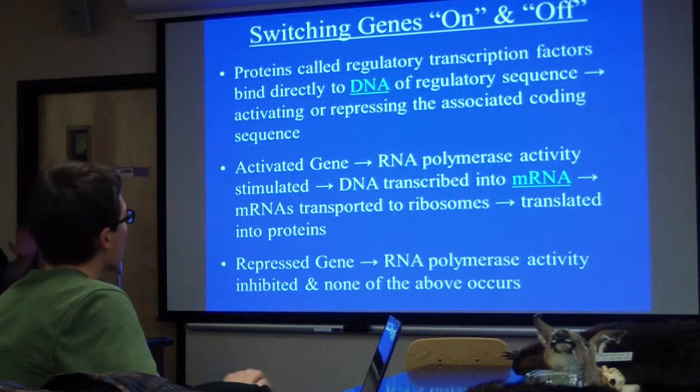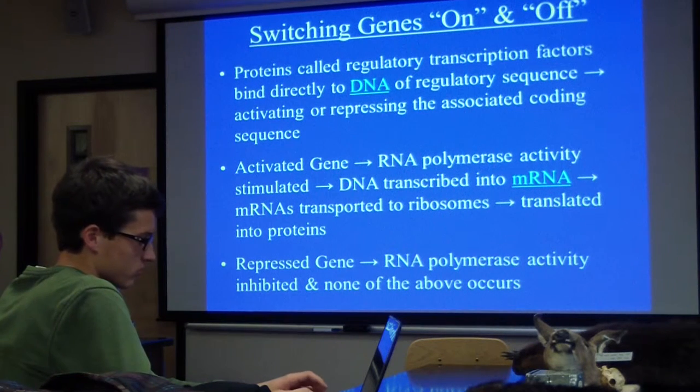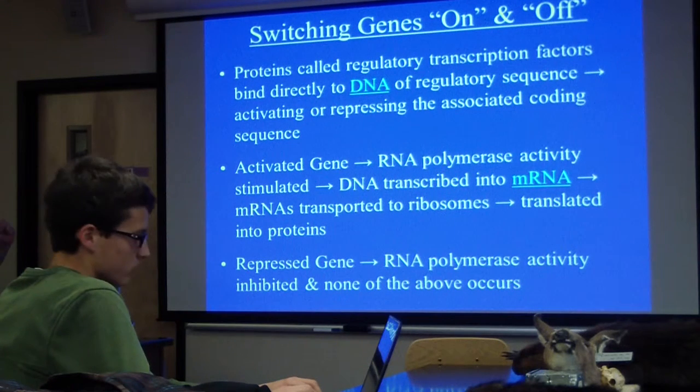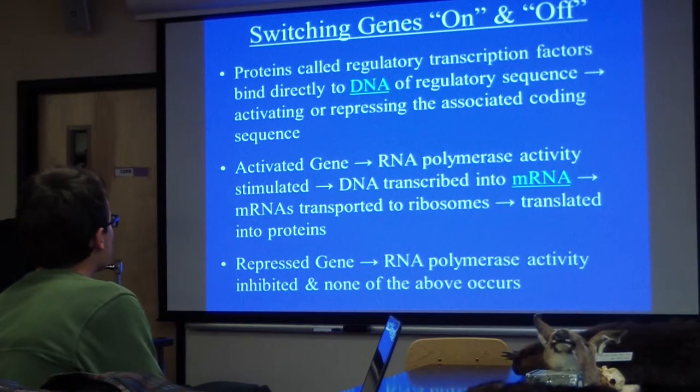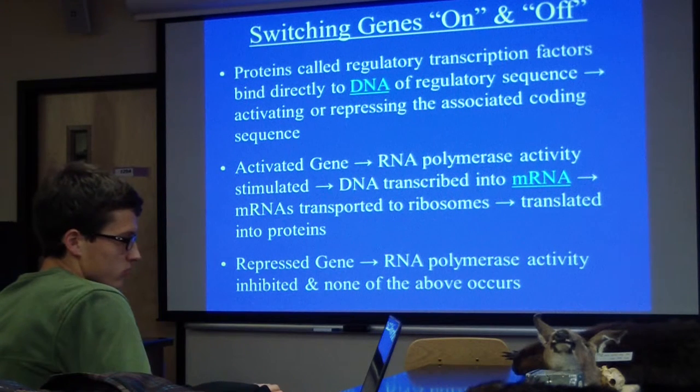Now, there is a class of proteins called regulatory transcription factors that will bind directly to the regulatory sequence of eukaryotic genes. And so that transcription factor binds to the regulatory sequence, and that either activates or, sometimes, represses, can turn that gene on or off. Either activating it or inhibiting it from being transcribed.